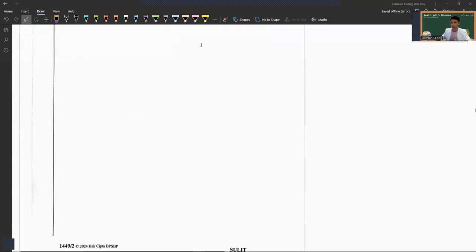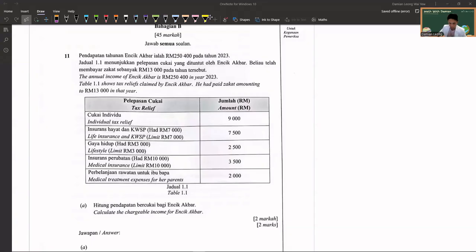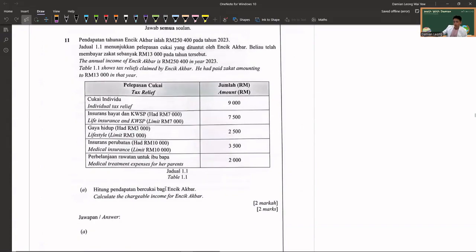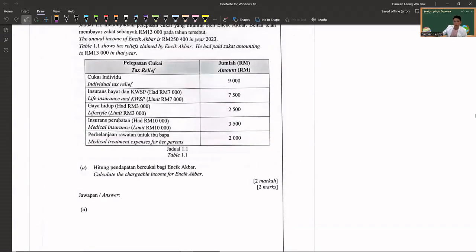Now question 11. The annual income of Encik Akbar is 250,400 ringgit in year 2023. Table 1.1 shows the tax relief claimed by Encik Akbar. He had paid zakat amounting to 13,000 ringgit in that year. So here we have the tax relief. Calculate the chargeable income for Encik Akbar.